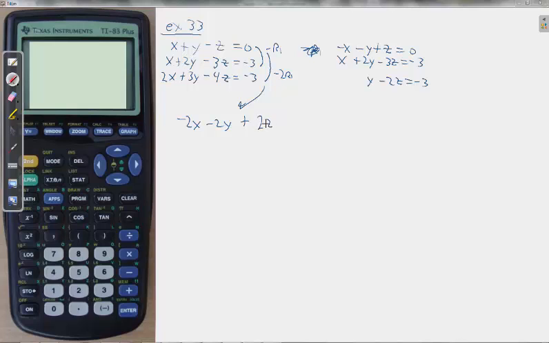Plus 2z equals 0. And then I've got 2x plus 3y minus 4z equal negative 3. Add down, and you get y minus 2z equals negative 3. Notice they are the exact same equation. So if I multiply this one times negative 1 and add to that, I'm just going to end up with 0 equals 0. Well, that means we have an infinite number of solutions.